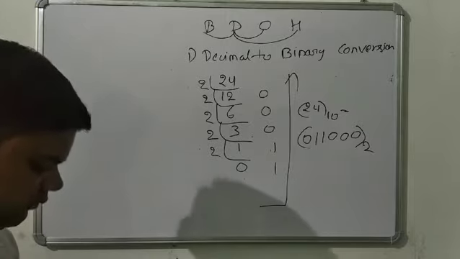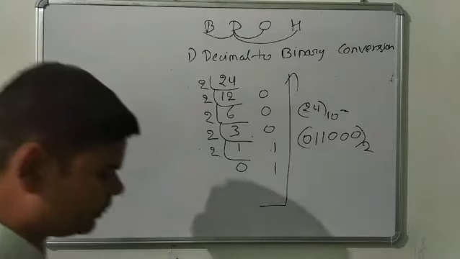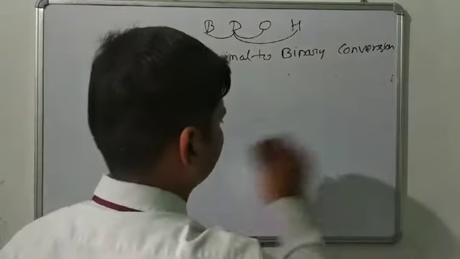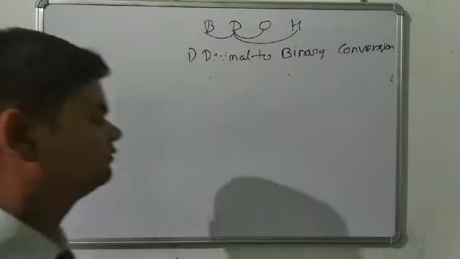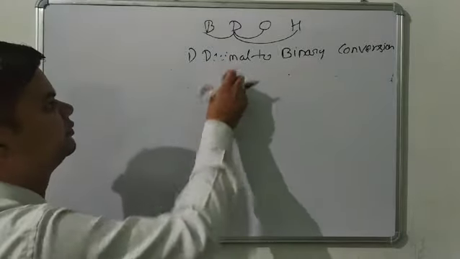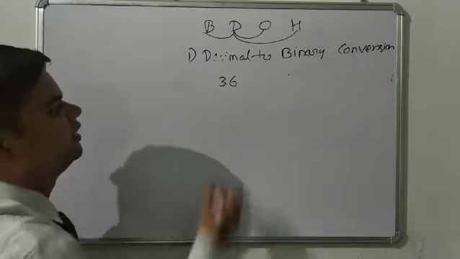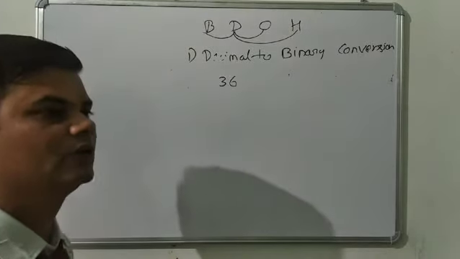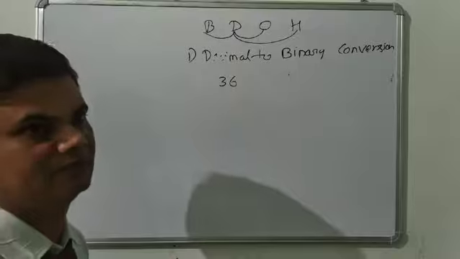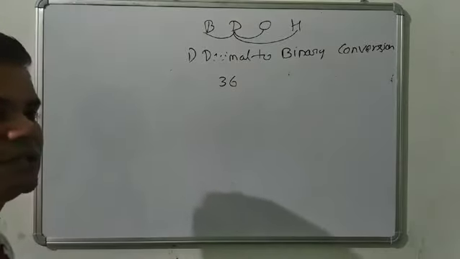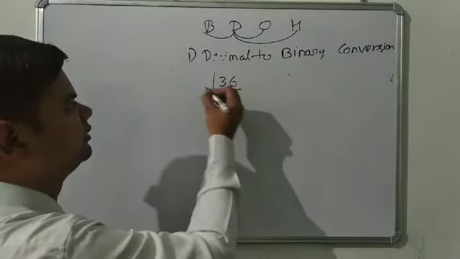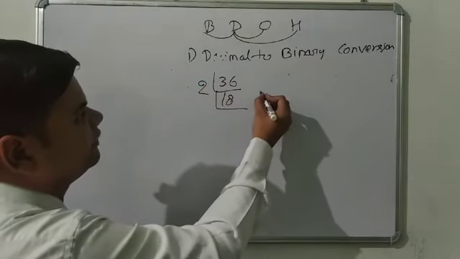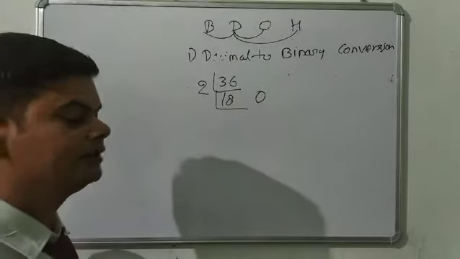Okay, now we are taking one more example, a second example of decimal to binary. In this example we are taking the number 36. This is a decimal number, and we have to convert it into binary. Again we follow the same process. We divide by 2: the quotient is 18 and the remainder is 0. Why? It is totally divisible.